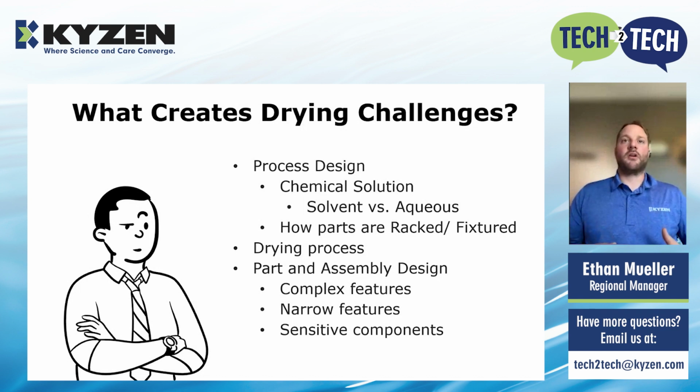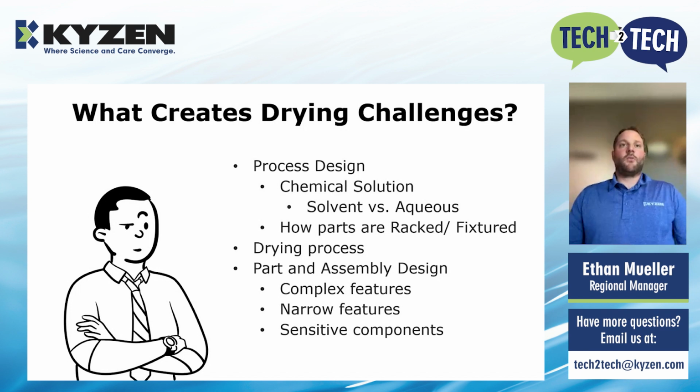How are we racking our parts? Are they densely packed into baskets? Are there features that hold solution, that carry that solution through the machine that we're racking up? Is there a way we can rack it down? What does the drying process look like? Are we just using a simplistic air knife process, or are we going into a heated blow-off, or are we in a solvent process where we're just relying on the solvent to evaporate away?